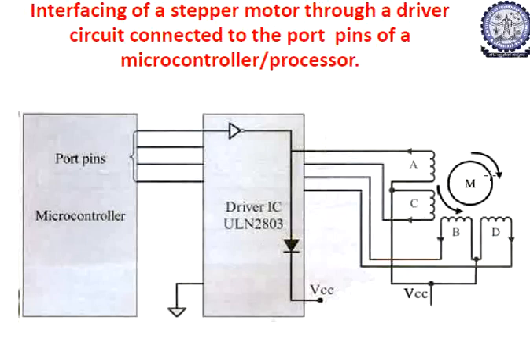Then from that it is connected to the stepper motor. See here, this is a unipolar motor. How many phase windings are there? A and C is one phase, B and D is one phase. How many windings are required? A is one, and this is connected to VCC. C is another one, B is another one, D is another one.